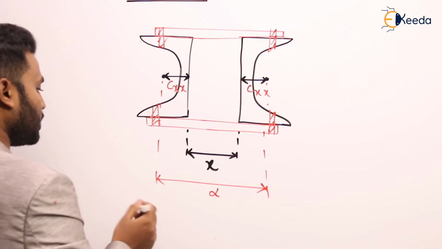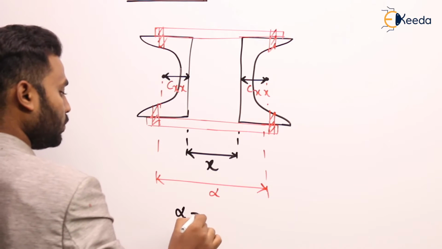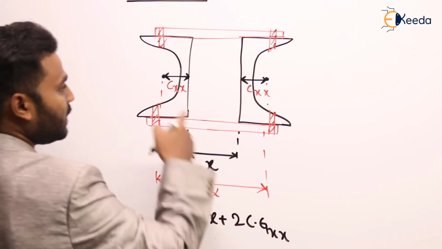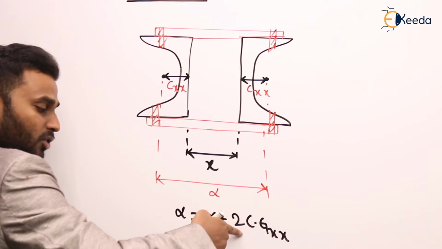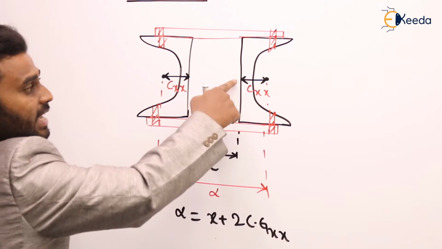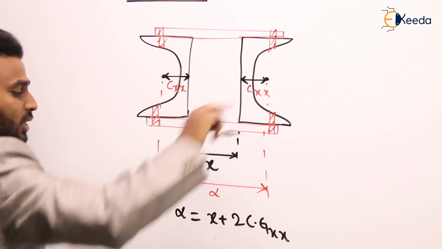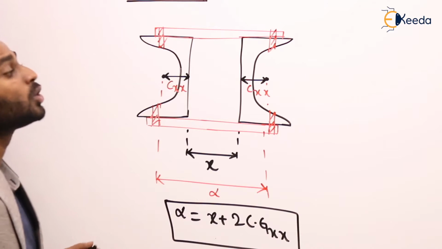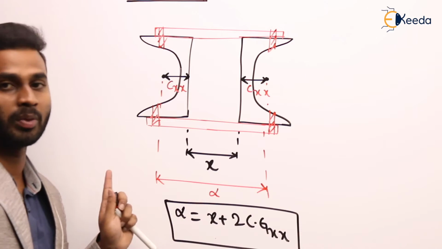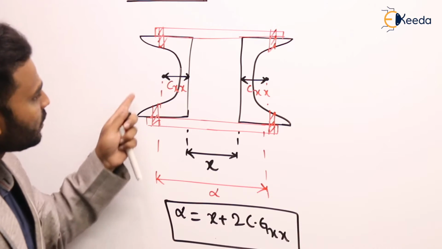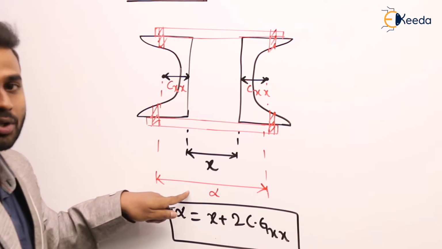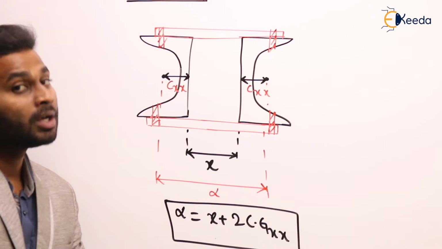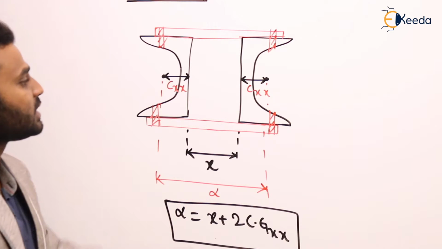In this case, alpha is equal to x plus 2Cxx. Cxx means the centroidal distance from the extreme edge in x direction, so twice that distance is added. So alpha is nothing but the center to center distance between the two connected components. Clear? That is alpha, and this is the cross section. This is one of the parameters you should remember. Once again, alpha is nothing but the center to center distance between the two connected components.